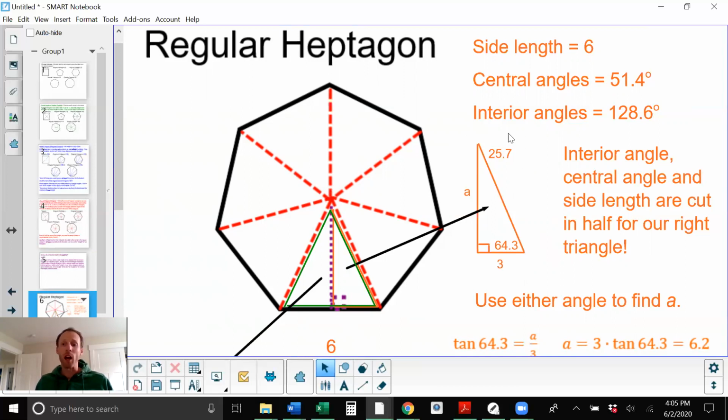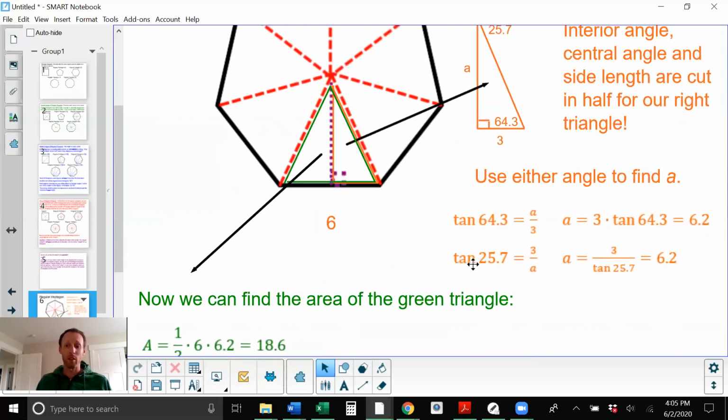Okay, I can use either one of those angles along with the 3 to find the apothem using trig. If I'm using 25.7, the 3 is the opposite side and the apothem is adjacent, or if I'm using the 64.3, the A is the opposite side and the 3 is adjacent. So I have these 2 options.